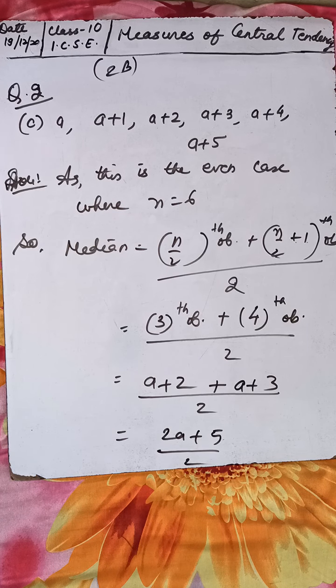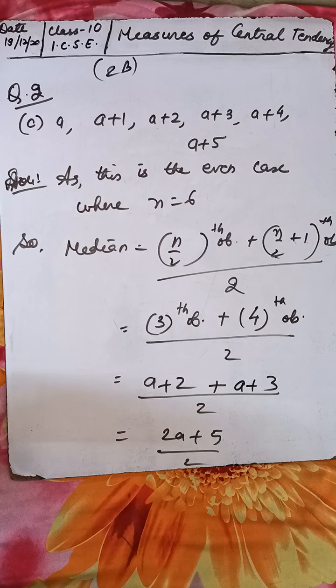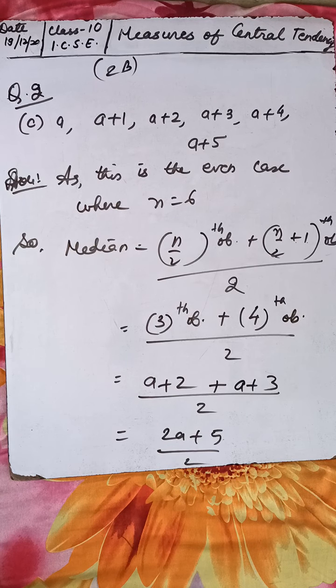So the median will be (2a plus 5) divided by 2. Like this you have to do. Such types of easy questions are there. Question number 3, a1: find the median of the first 9 whole numbers. So you have to start from 0 and go until 8, because 0 is also included, so 0 to 8.